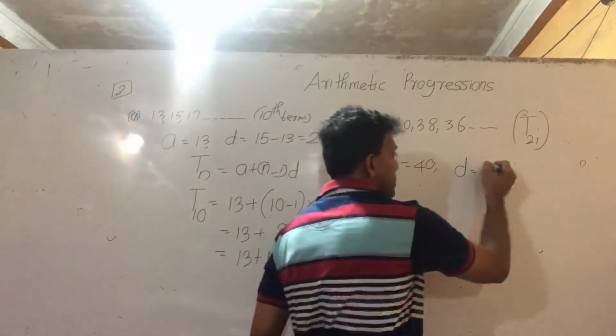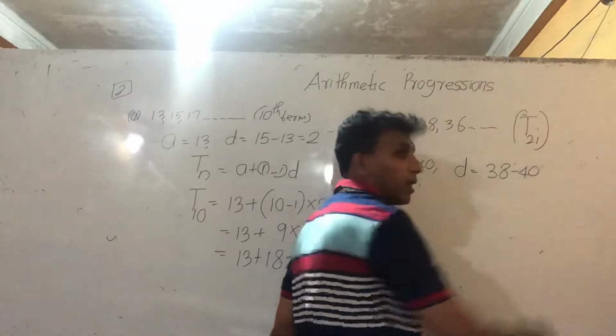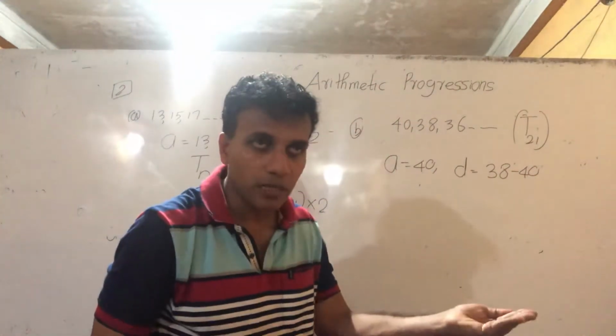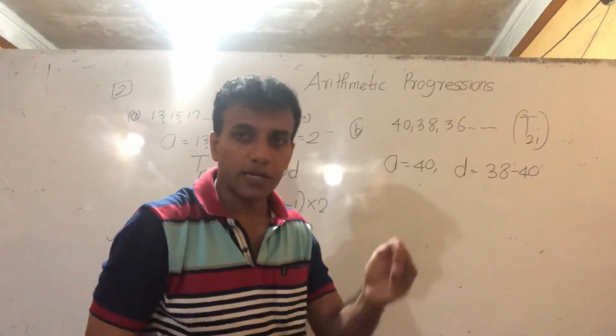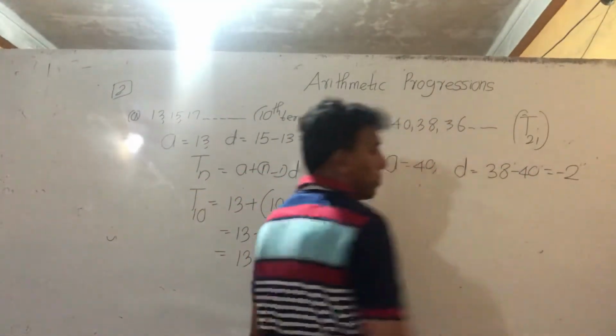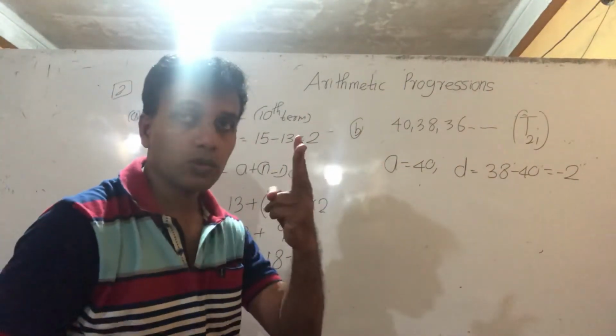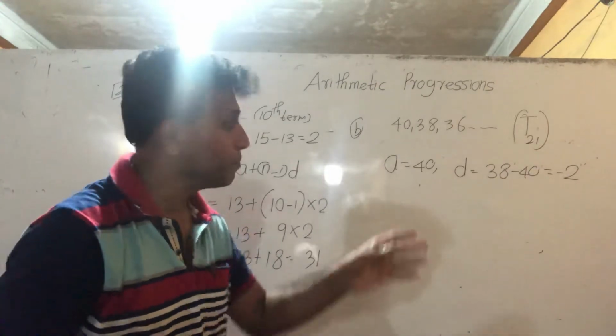That is 38 minus 40, is it? Take any term behind, subtract its previous, right? So what is that? Minus 2. Common difference minus 2. If you miss and say 2, you are wrong. You have to be careful, show properly.